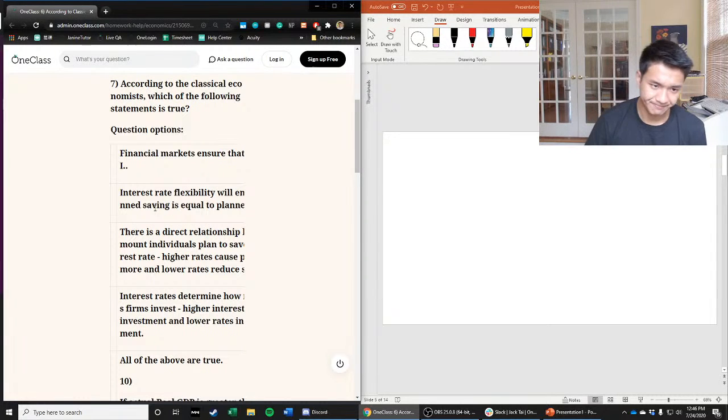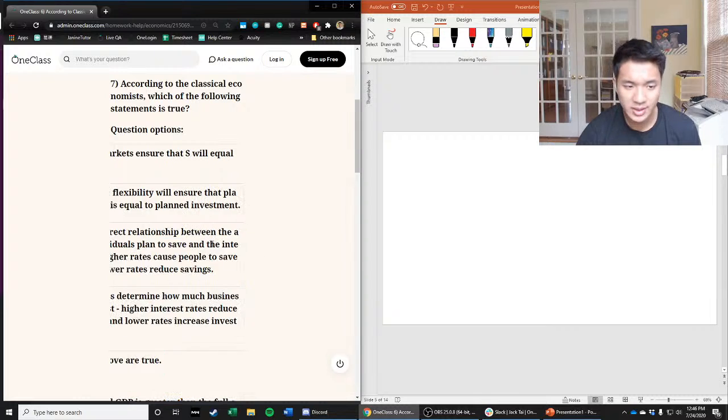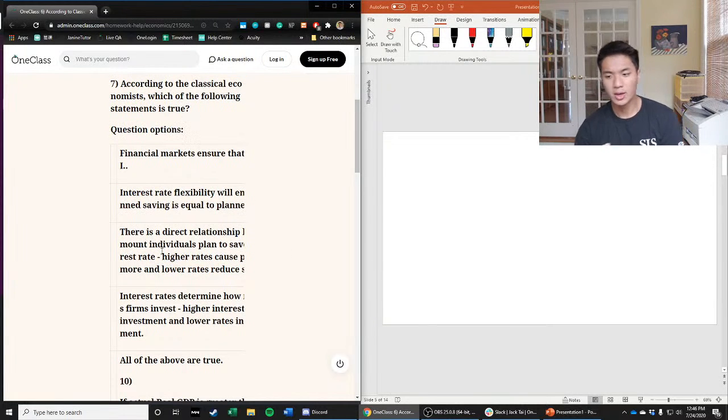So that's fine. Second says that there's a direct relationship between the amount individuals plan to save and interest rates. Higher interest rates cause people to save more and lower rates reduce savings. And again, this is also true. You can imagine when you open up a savings account, one of the things you might be looking at is how much is the interest rate.